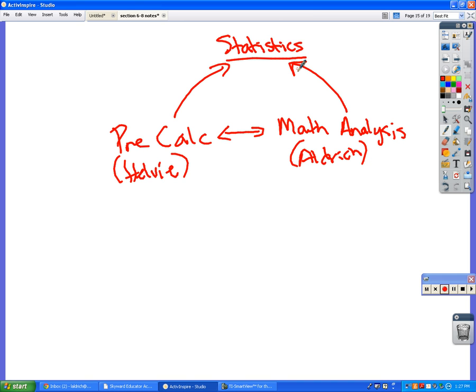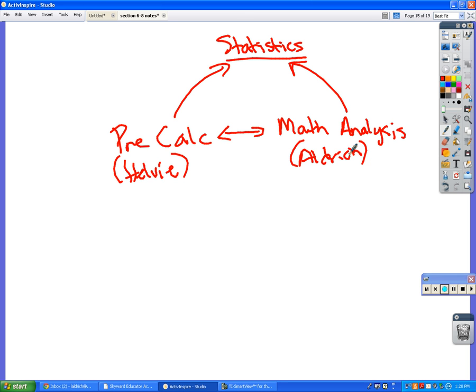Right, yes. So what's the difference between pre-calc and math analysis? This is harder because it's a college credit class, and this is a little bit slower pace. Is that what you're saying?